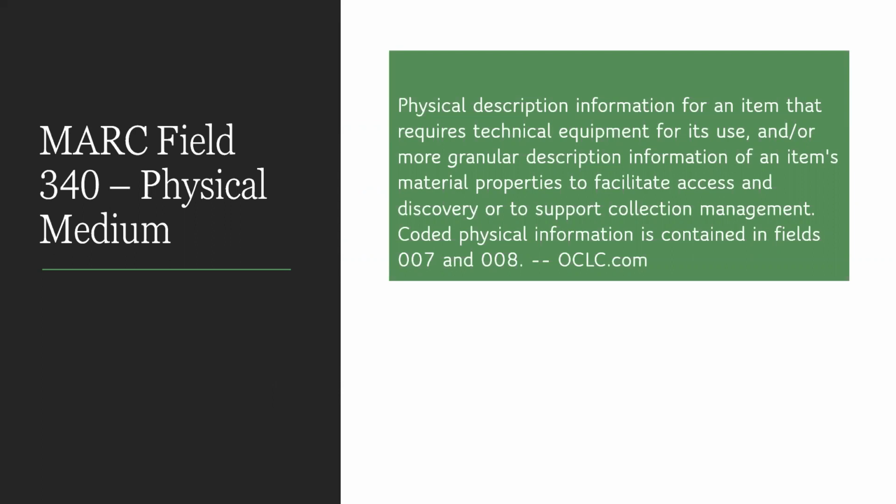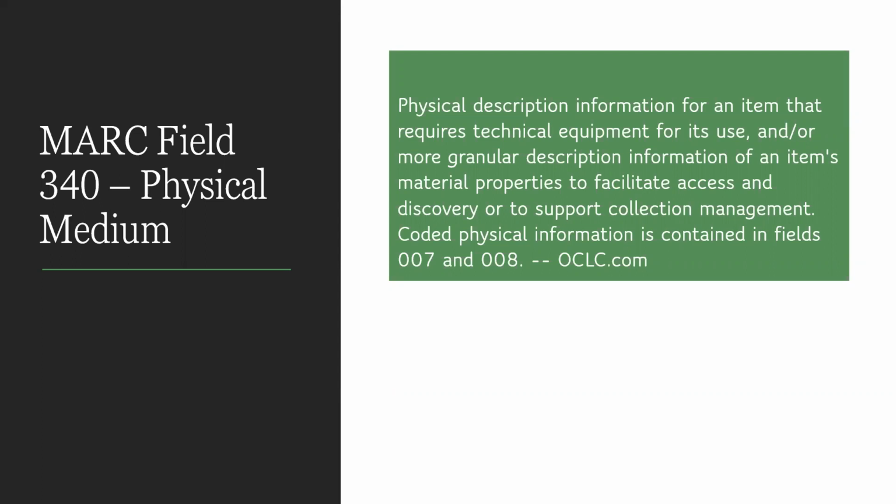And as Pam said, I am going to talk about the 340 field, which is the physical medium. OCLC describes it as physical description information for an item that requires technical equipment for its use, and/or more granular description information of an item's material properties to facilitate access and discovery or to support collection management. Coded physical information is contained in fields 007 and 008.